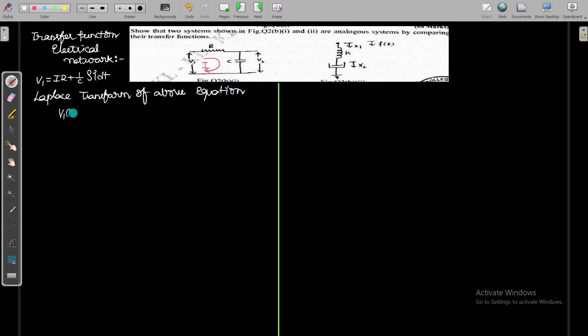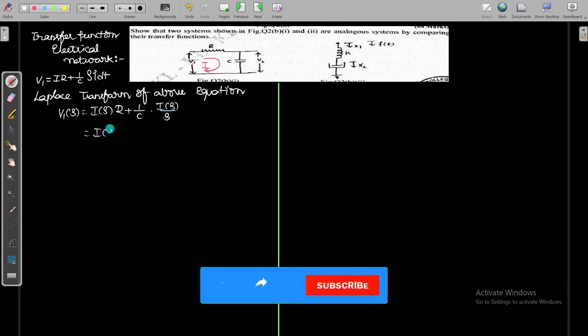If you take the Laplace transform of the above equation, what you get is V1 of S is equal to I of S into R plus 1 by C into I of S divided by S. Taking I of S common, we get R plus 1 by Cs. This is equation number 1 for this electrical network.